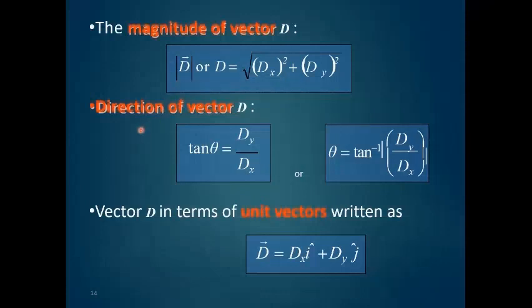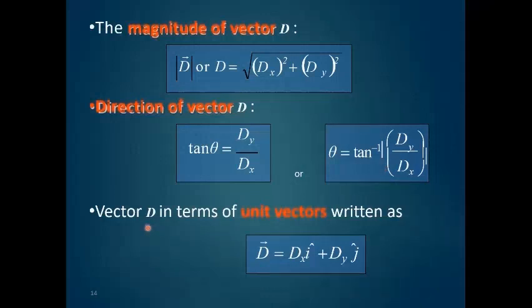So, selain tu kita juga boleh kira direction untuk satu-satu vektor. So menggunakan formula ni, tan theta equal to dy divided by dx. So kita punya direction ni adalah kita punya theta dekat sini. So nak cari theta, tan ni kena bawa sebelah, akan jadi tan inverse lah.